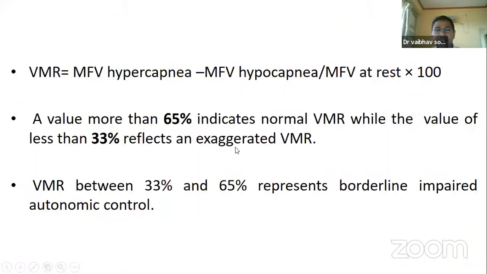So in that case, the vasomotor reactivity is mean flow velocity at the hypercapnia stage minus mean flow velocity at the hypocapnia state, divided by mean flow velocity at rest, multiplied by 100. This is what we call vasomotor reactivity. A value of more than 65% indicates normal vasomotor reactivity, while a value less than 33% reflects exaggerated vasomotor reactivity. Vasomotor reactivity between 33 to 65% represents borderline impaired autonomic control.